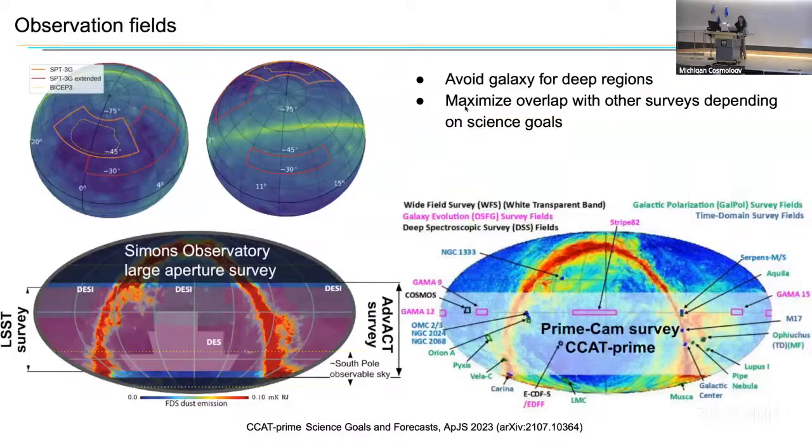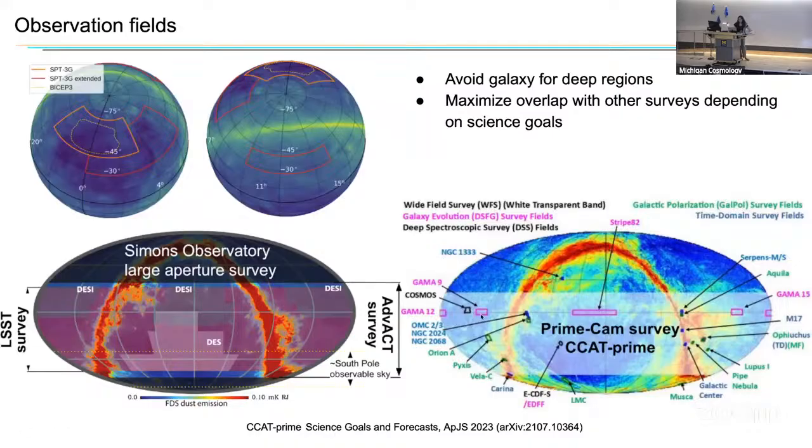And then as another consideration, you want to maximize your overlap with other surveys depending on your science goals. So here too, you see the survey areas from various optical experiments. We talked about why cross correlations are exciting. We want to look in the same places.